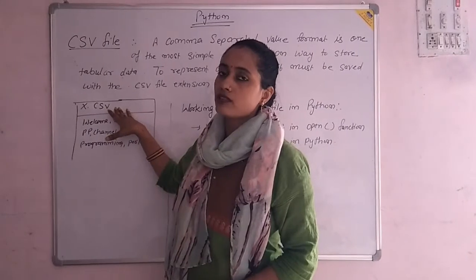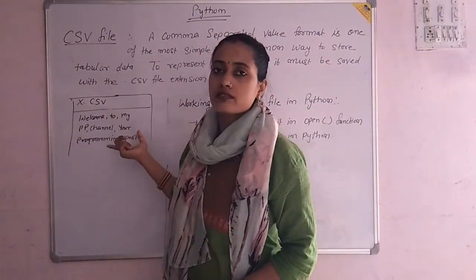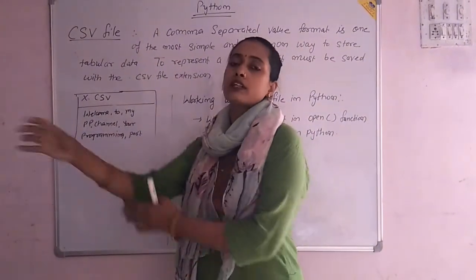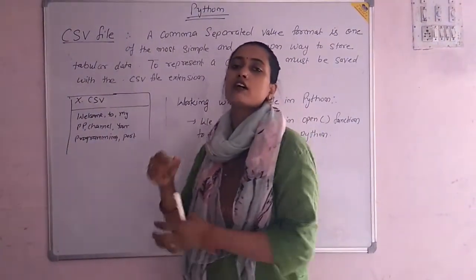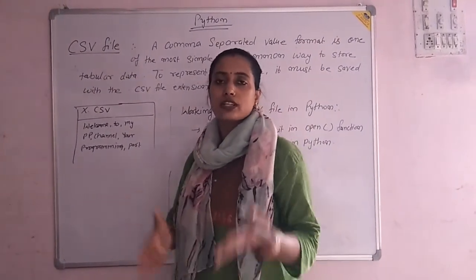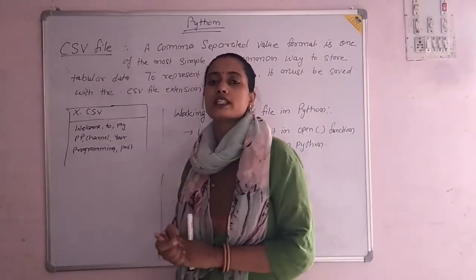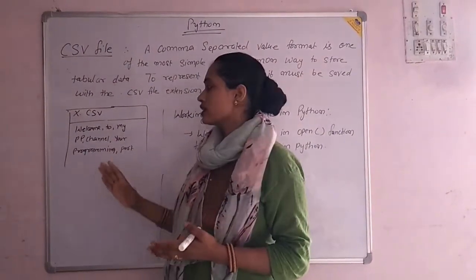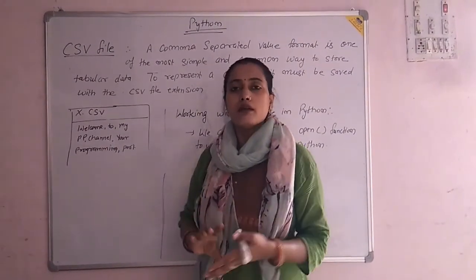I have saved my data with the x.csv file, and the elements of this CSV file are separated with the comma. These commas are the delimiters of the CSV file, but it can be changed. You can change the delimiter according to your need. You can use \t there. You can use any symbol as you want in your CSV file. So these are used for storing the tabular data. You can store this data directly in MS Excel, in MS Access.